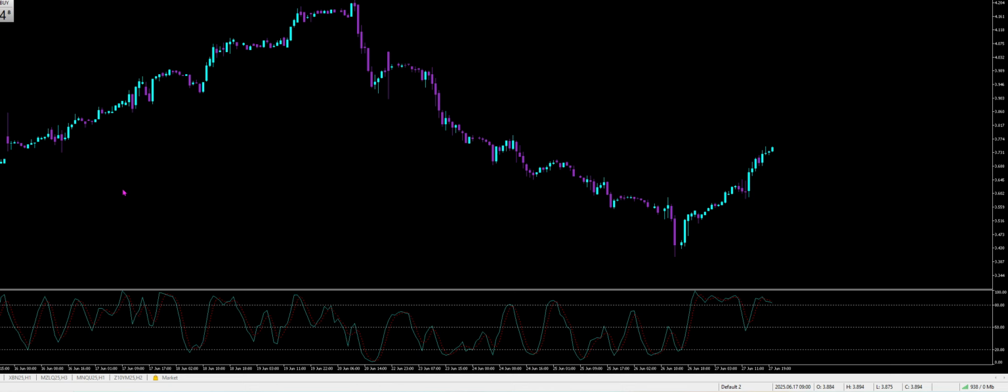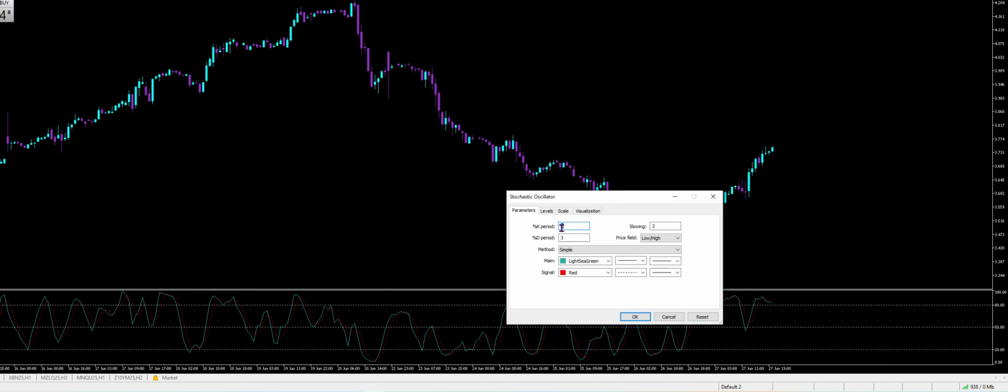I'm not going to get into how it's calculated. You can certainly just Google stochastic indicator and you'll find lots and lots of websites that'll show you how it's calculated. There are multiple settings that you can use on this indicator. The default settings are usually 14, 3, and 3: the percent K, the percent D, and the slowing, which is kind of like a smoothing. In most platforms it's going to default to 14, 3, 3 with low and high as the price field that it uses.